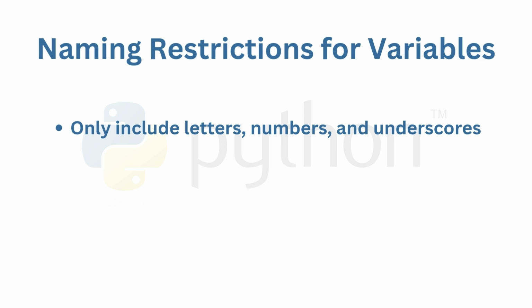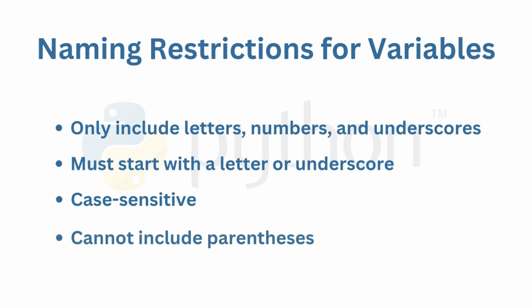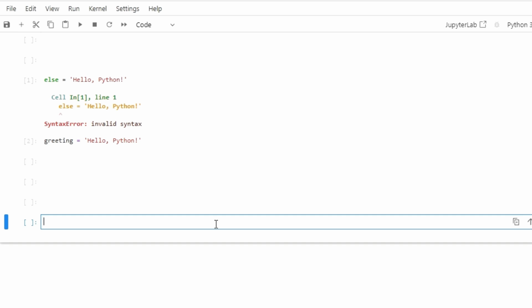Another rule to keep in mind is that, while variable names can contain numbers, they must start with a letter or underscore. Also, Python is case-sensitive, which means capitalization matters. Lastly, variable names cannot include parentheses. This is because parentheses have other uses in Python. A key part of working with Python as a data analytics professional is being able to effectively name your variables to create meaningful code. Let's review some examples of effective and ineffective variable names.